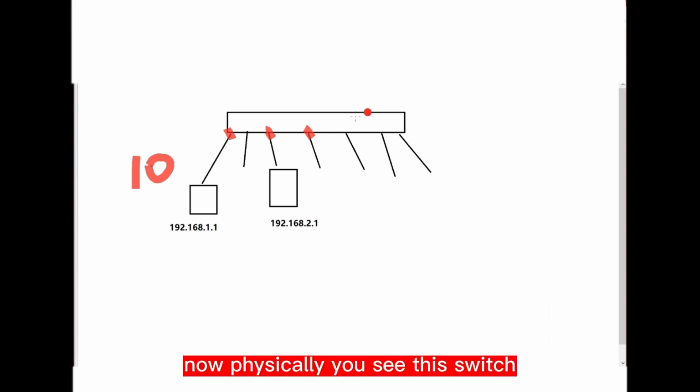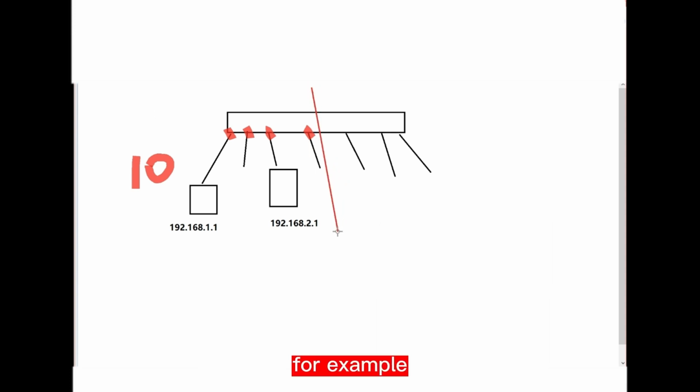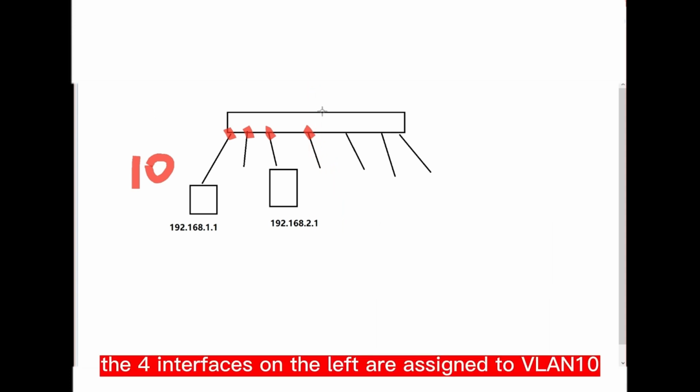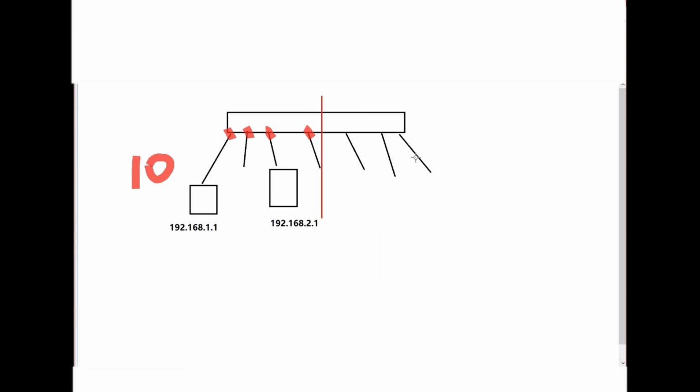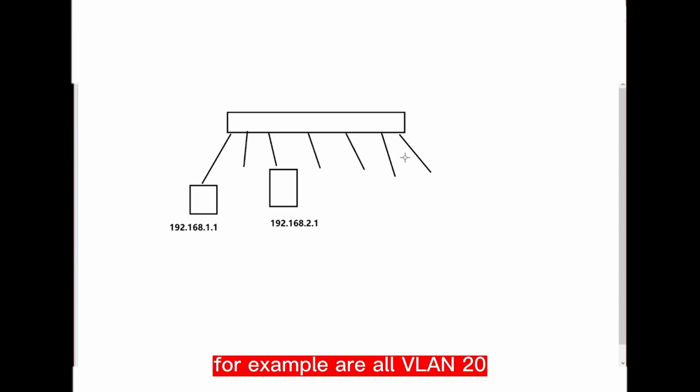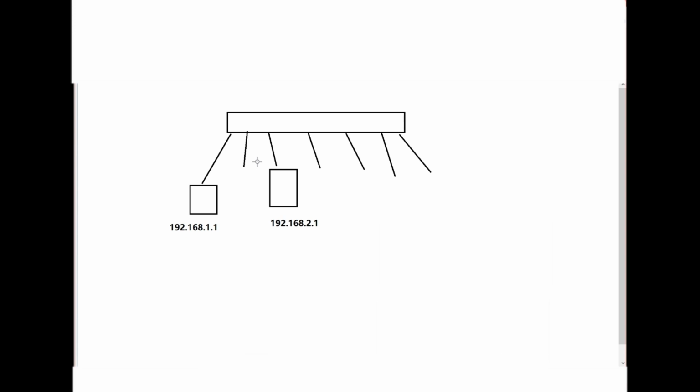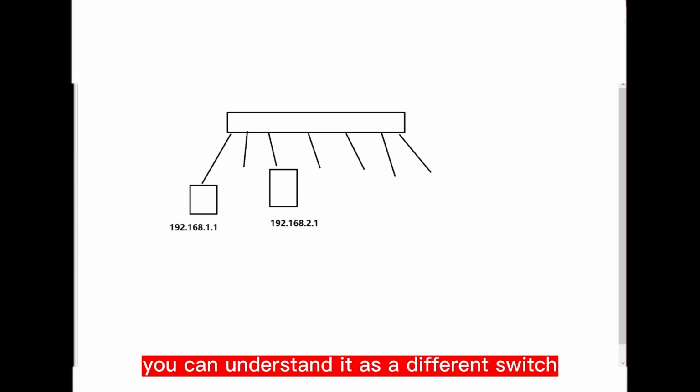Now physically you see this switch. It's like cutting it in the middle. For example, the 4 interfaces on the left are assigned to VLAN 10. You can understand that this is 2 switches. It's like cutting the switch in half. This half is a switch. The other half, for example, are all VLAN 20. Although you see it as a device, but actually it has split. You can understand it as a different switch.